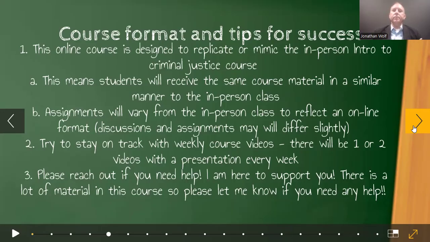Students will get the same experiences as they would in taking either modality, whether it's face-to-face or online. Some of the differences, though, with the online course: the assignments are a little bit different. We'll do discussions and those types of things that are difficult to replicate otherwise. Assignments will vary from the in-person class to reflect an online format. Discussion assignments may differ slightly. In an in-person class, the discussion will be face-to-face in the moment, but in the online course, the discussions will be predetermined, and I will ask you a set series of questions and have you respond to some things.